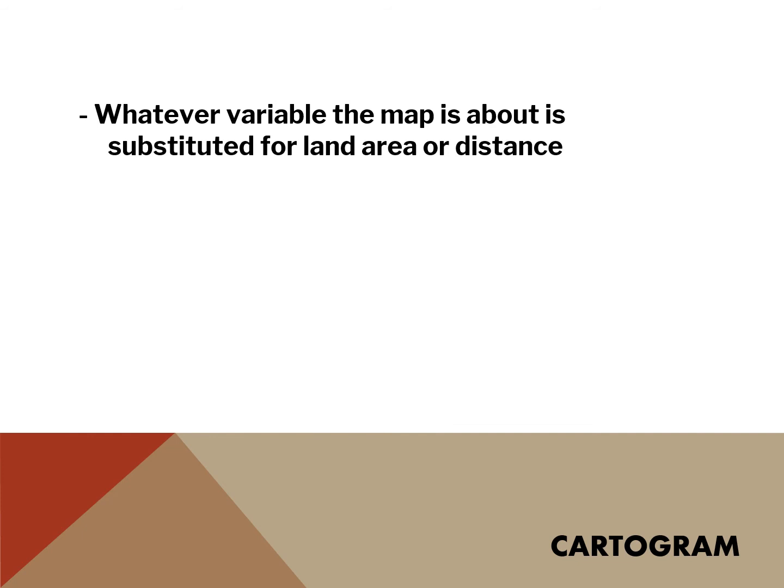All right, our last type of map is my favorite. I love cartograms. Cartograms are our last type right there, okay? And these ones are a little confusing if you just look at the definition, but when we look at actual cartograms, it'll make a lot more sense. So whatever variable the map is about is substituted for land area or distance. So when we look at a cartogram, things are not going to be their actual land area or the actual distance. That is going to be distorted, and it'll make sense when I talk about them.